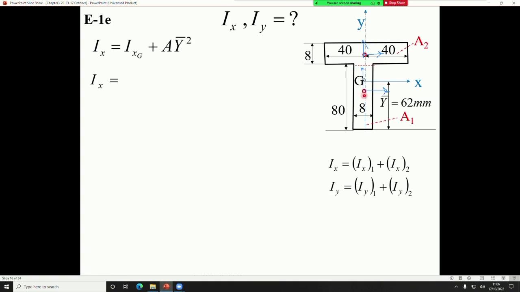But because this point is offset from this axis which we are after, I need to find this perpendicular distance. The area is obvious, 8 multiplied by 80, multiplied by the square of this perpendicular distance. This is 62, this point is 40, this height is 40, so it's 62 minus 40 squared. The same for the top one: 1 over 12 bh cubed, plus its area, multiplied by this perpendicular distance squared.